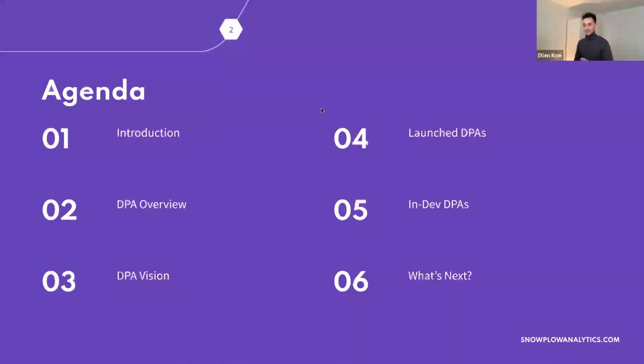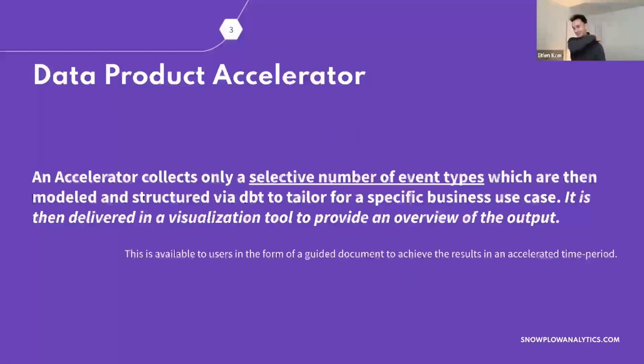Okay, so in regards to the agenda, what we're going to be covering today: a brief introduction, which we just had, and the overview of the DPAs, Data Product Accelerators, its vision, how we envision this taking shape moving forward. We're going to go over some of the launch DPAs that the team has been working on for the past quarter, the currently in-flight DPAs that we have right now, and what's next, right? So having that said, let's actually jump in.